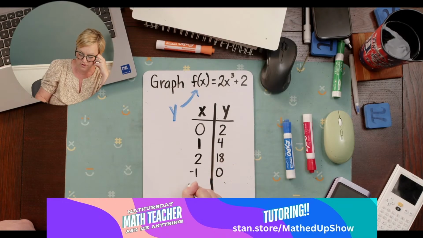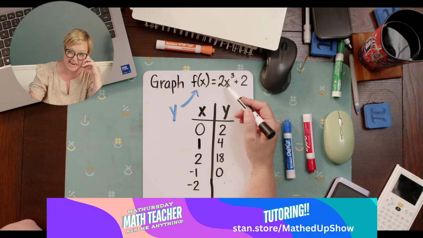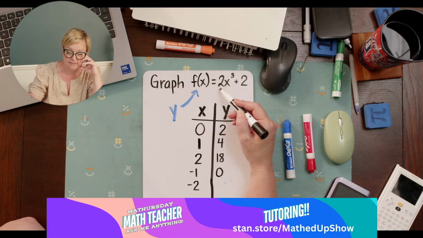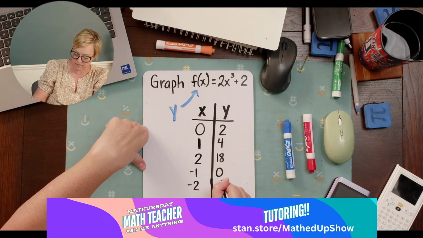Okay, so how about -2? So I've got -2 cubed, which is going to be -8. -8 times 2 is -16, plus 2 is -14.